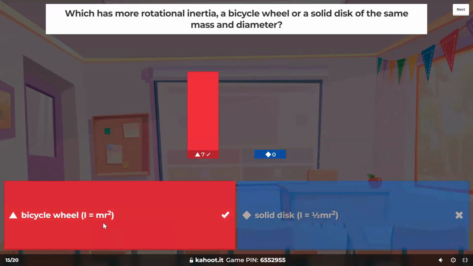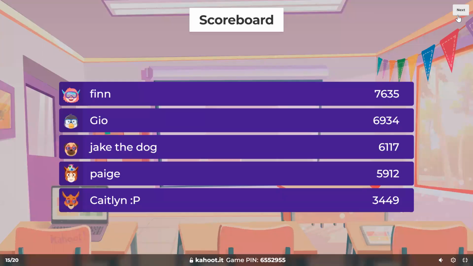Straight off the rotational inertia table, a single point is mr squared. A bicycle wheel, you can treat that like a ring of mass, so it's all mr squared. But a solid disc, there's more mass located towards the center, so it's not as much. It ends up being half of that, half mr squared. All right, you guys did get there.